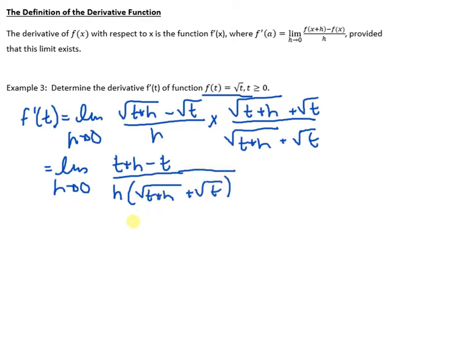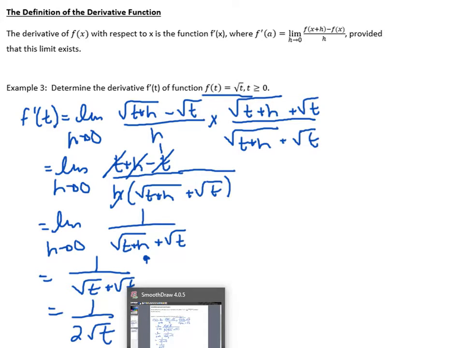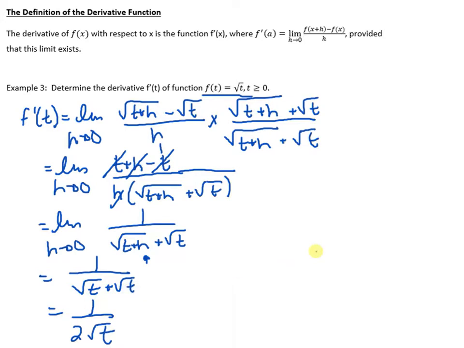Again, a lot of the time the denominator cancels, so don't actually expand it yet because you're just going to have to refactor. These two t's cancel out, the h's cancel out to 1. So now we have 1 over root(t+h) plus root t. Let's sub in the 0. So we have 1 over root t plus root t, because this h goes to 0. So we have 1 over 2 root t. And that is the general derivative of f at t equals root t.